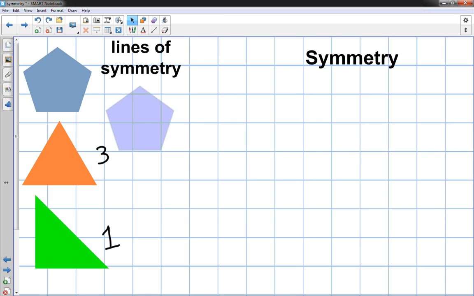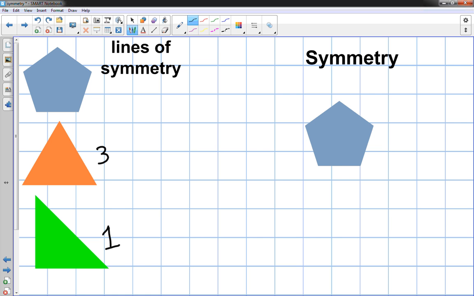The pentagon, I believe, has a few more. There's one here. There's one here. I think you're getting the idea. There's one here. There's a 4th one there. And there's a 5th one right there. So it actually has 5 lines of symmetry.